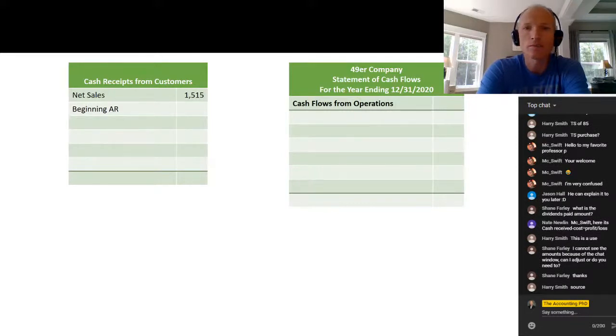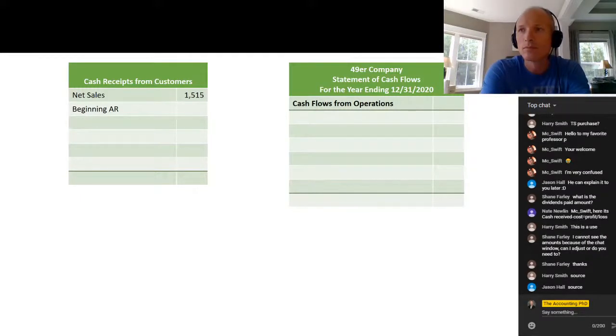Harry says source. Source. Yeah, it's a positive adjustment. So that's cash in that wasn't included in net sales. So that's an additional source. And then ending AR is a use. It's kind of a weird way to use the word use, but it is an adjustment. It's a negative adjustment because that's a sale that would have been recorded, but cash that we have not yet collected. And so the ending receivable is a negative 190.